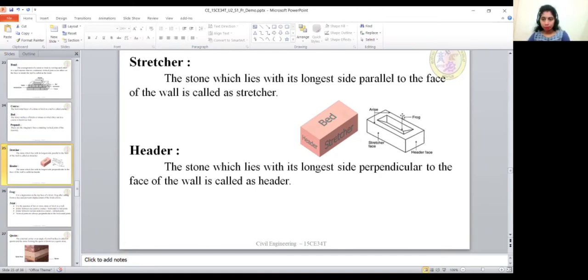And here one more definition. See here you can see frog.